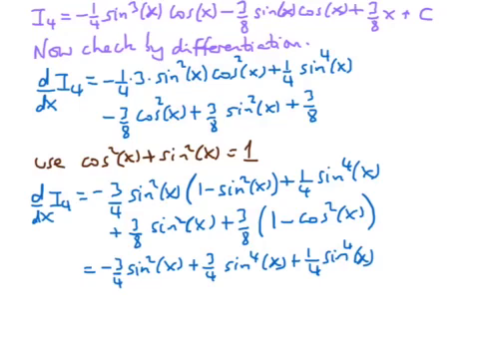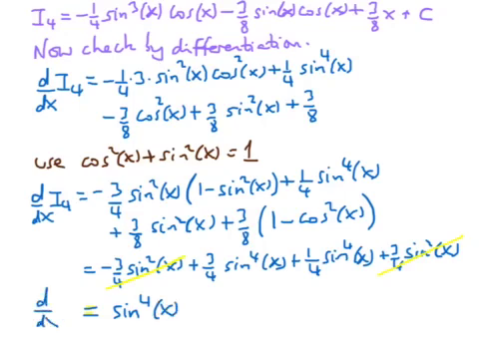So I have plus 3/4 sine squared x from this bottom line here. So we see that this term and this term cancel, this term and this term add, so what we have is 3/4 plus 1/4, it's 1 times sine to the fourth of x.